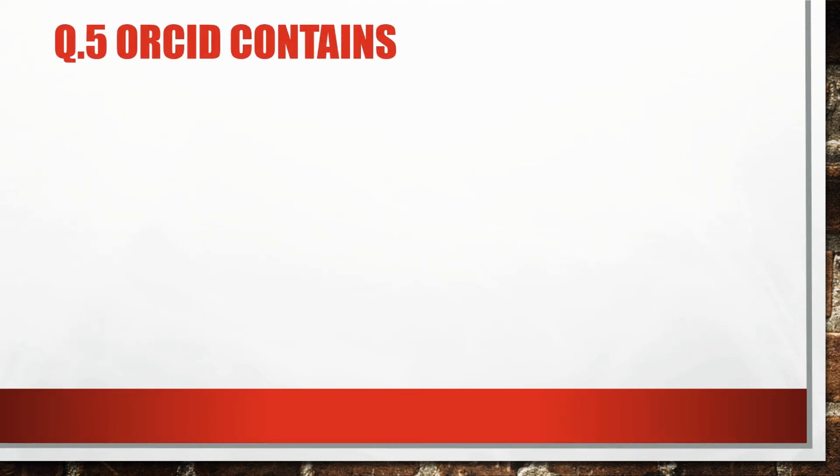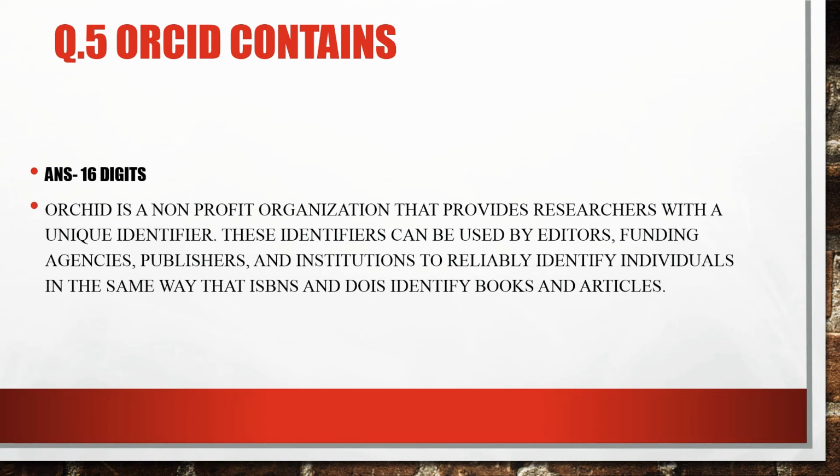Okay. Now, ORCID, or you can pronounce it as Orchid, contains how many digits? First of all, the answer for this question is 16 digits. Now you should be aware about ORCID, and the answer is here. ORCID is a non-profit organization that provides researchers with a unique identifier. These identifiers can be used by editors, funding agencies, publishers, and institutions to reliably identify individuals in the same way that ISBNs and DOIs identify books and articles.